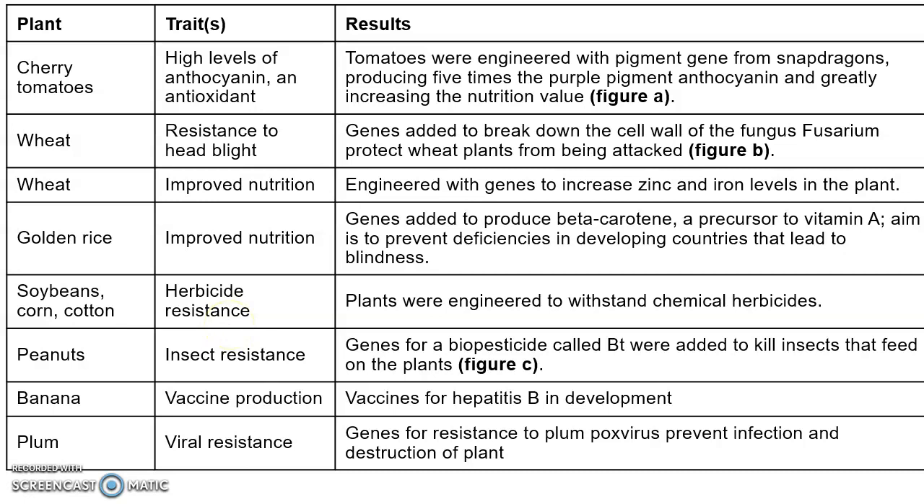Monsanto is one of the companies that's done a lot of genetic engineering, and there's a lot of controversy surrounding it. I'll talk about that in a minute. Peanuts for insect resistance, banana and plum. Banana for vaccine production, and plum for viral resistance.